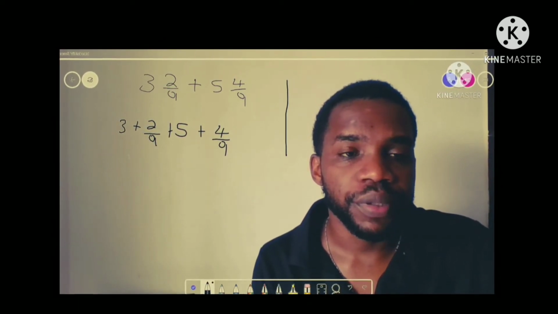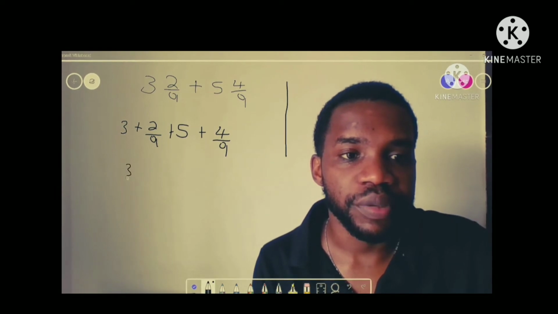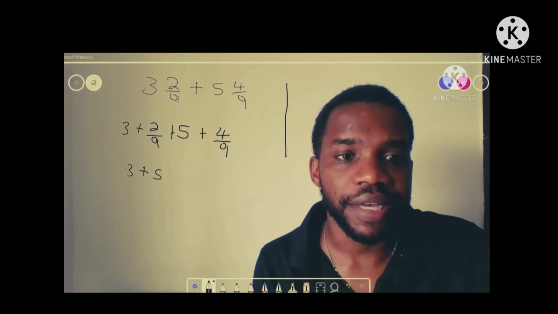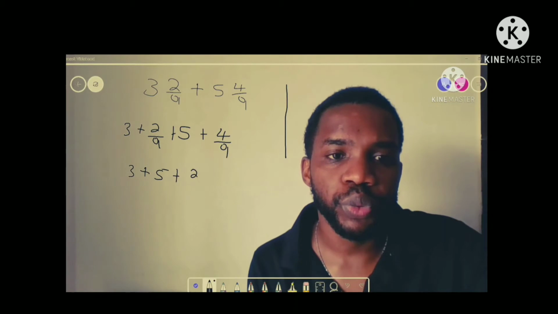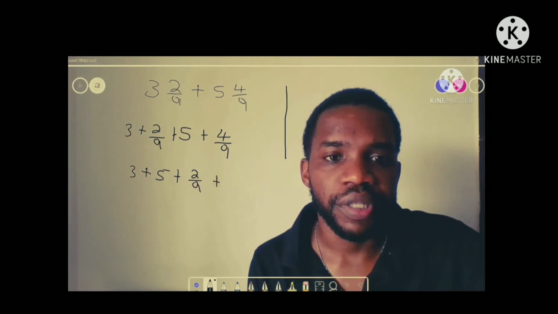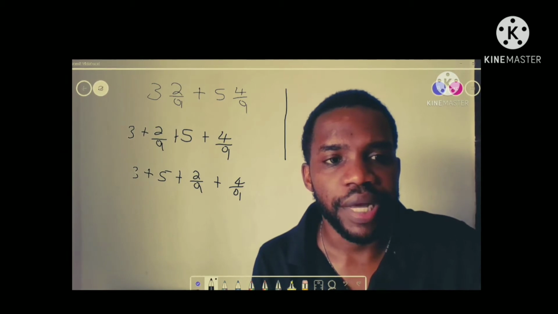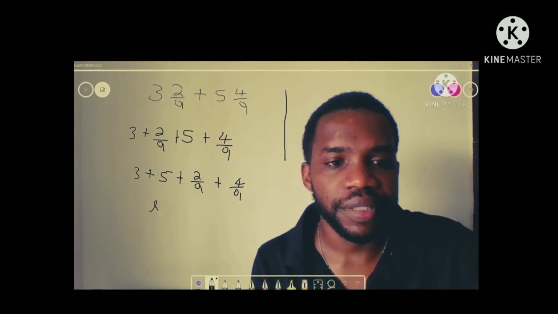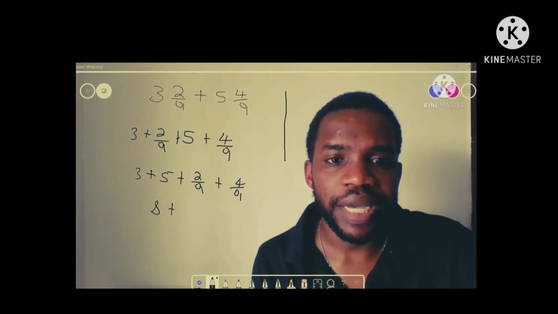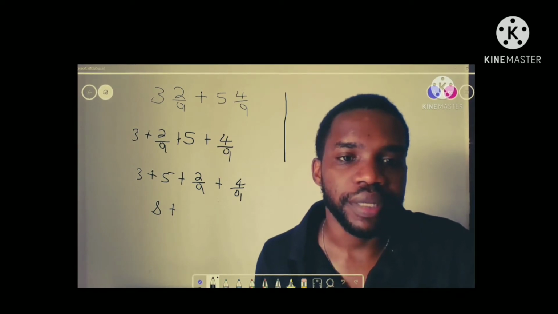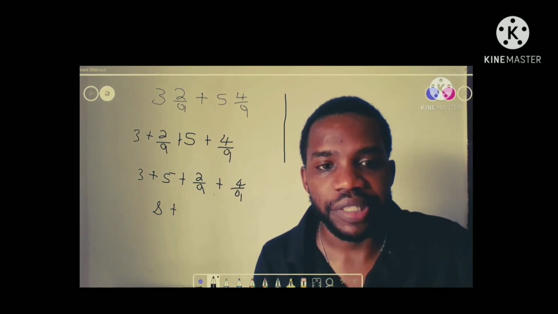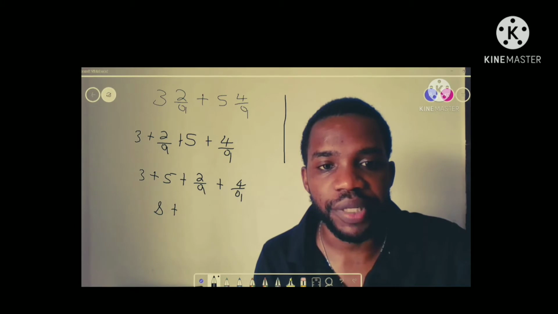Now, with the properties of addition, we can group any two. So I could group the whole numbers. I could say 3 plus 5 plus 2 ninths plus 4 ninths. Now, we know that 3 plus 5 is 8. Now, 2 ninths and 4 ninths are what we call like fractions. Like fractions because they have the same denominator.